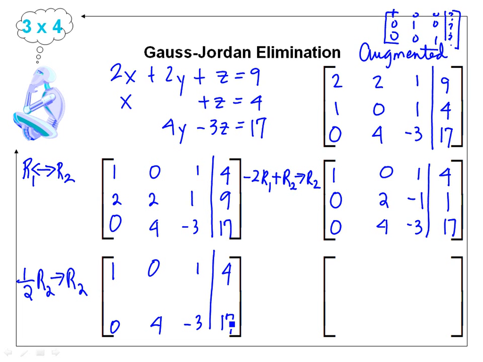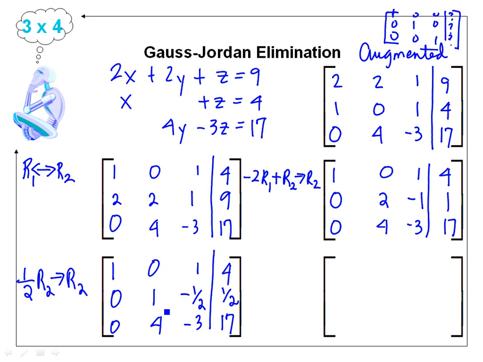Okay, now if I just divide row 2 by 2, that's what 1/2 times row 2 means. We get 0, 1, -1/2, and 1/2. So we did get some fractions, but hopefully it's not too bad.